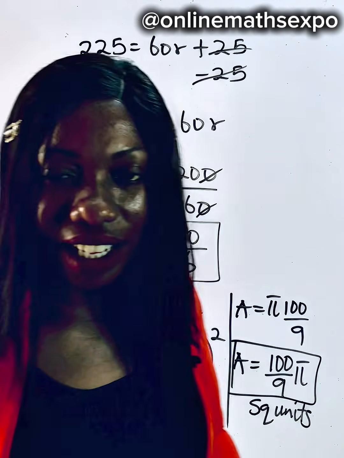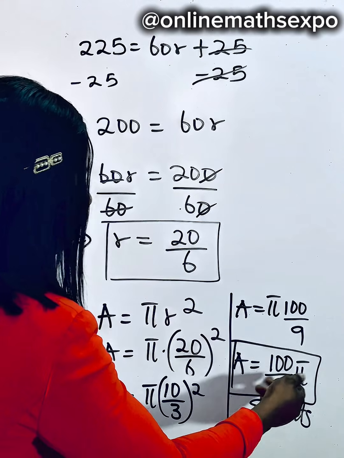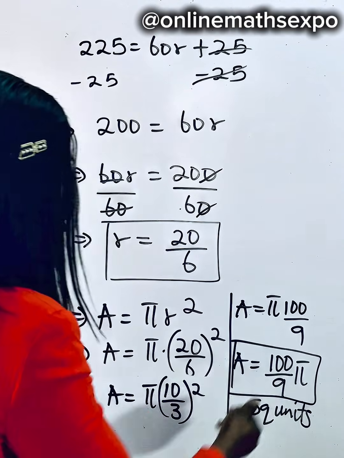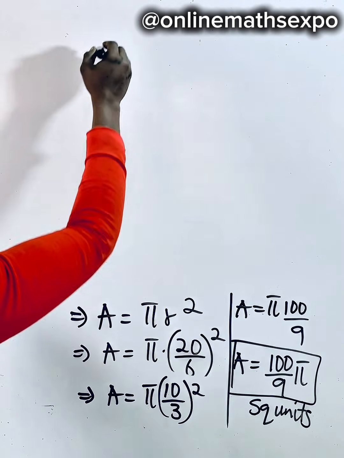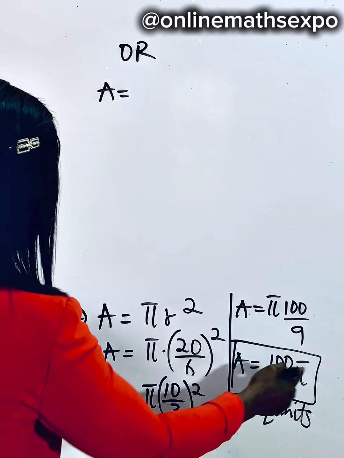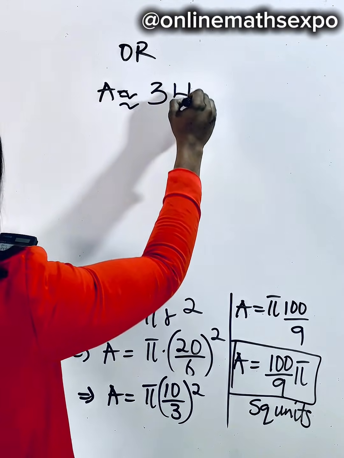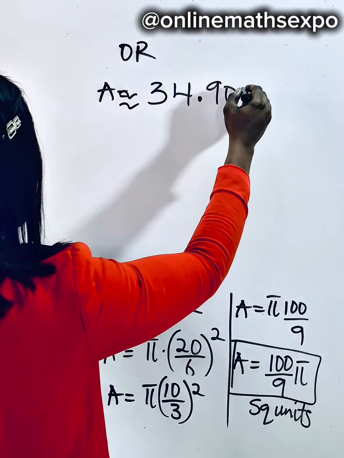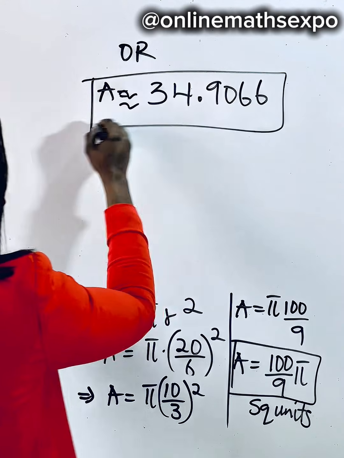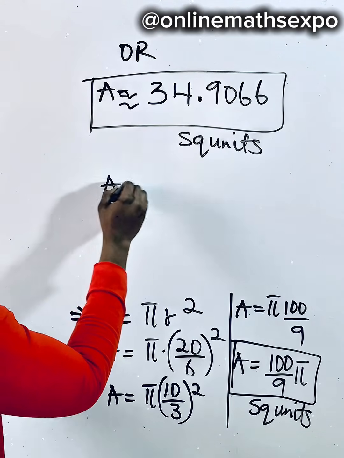Let's get this area in decimal. Just what you need to do is to key this in the calculator. Just 100 divided by 9 multiplied by your pi in the calculator. Let's do that. If you do that, we have it that area is equal to, keying this in the calculator, it gives us approximately 34.9066 square centimeters. So this is our area in decimal, and this is the area in terms of pi.